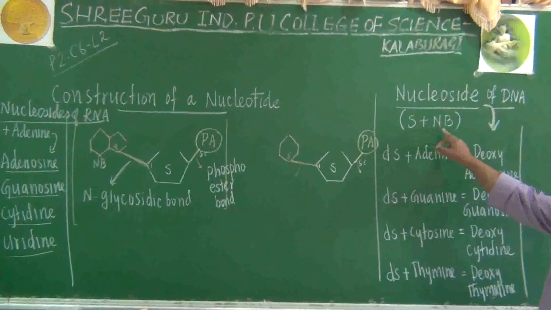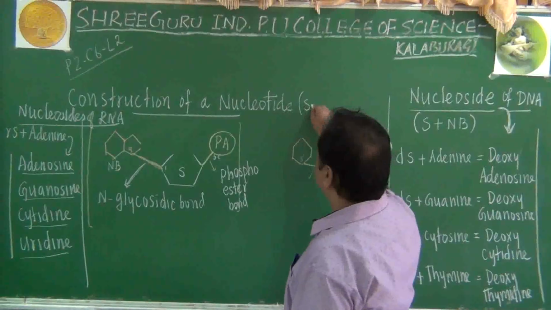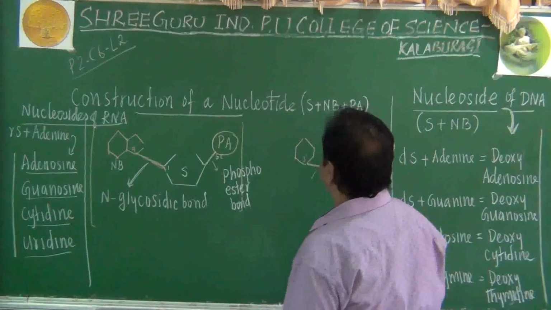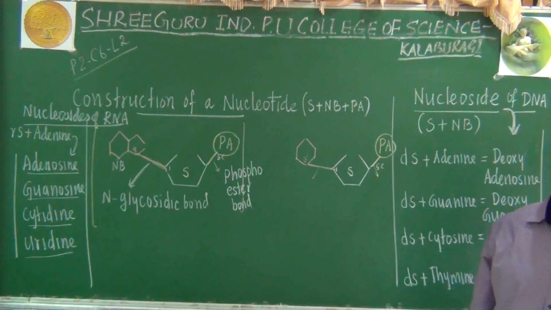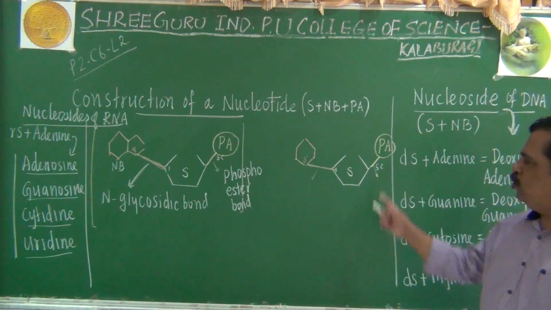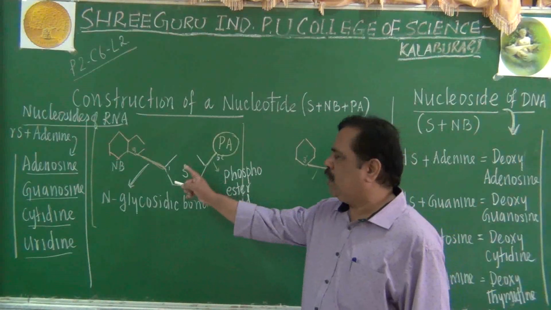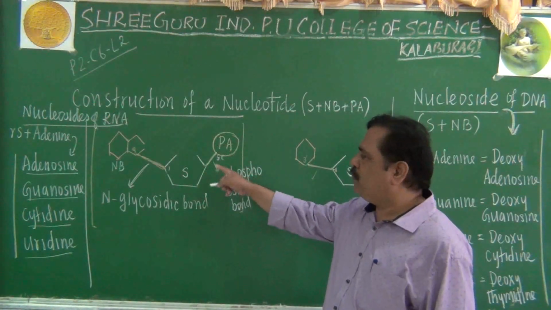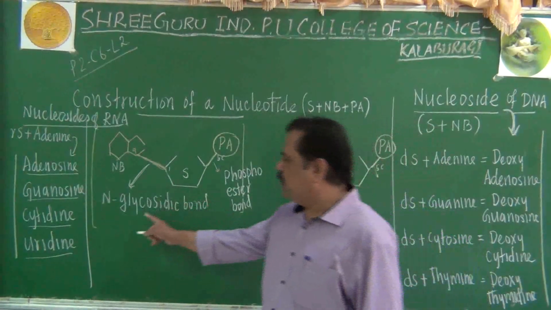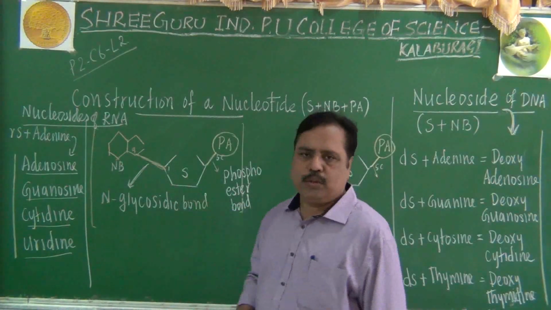Nucleoside is made up of sugar and nitrogen base. Nucleotide is made up of sugar, nitrogenous base and phosphoric acid. All the three will give you a nucleotide. When three components are joining together, two types of bonds are needed. One is the phosphoester bond, which is present between the fifth carbon atom of the sugar and phosphoric acid. Another one is the N-glycosidic bond, present between the nitrogen base and the sugar molecule.